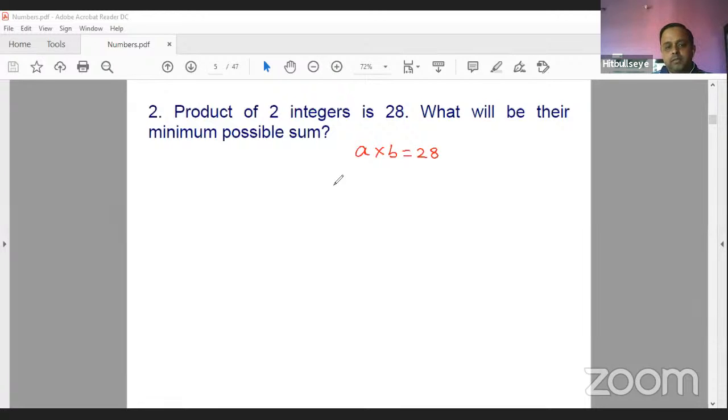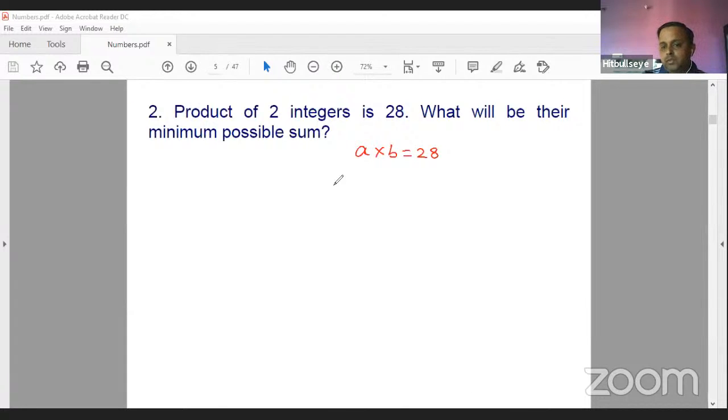Think about the numbers. What could be the numbers whose product is 28 and their sum is minimum possible? There are a lot of cases. It could be 28 into 1, it could be 14 into 2. There are so many cases, but you need to take those numbers into consideration for which the sum becomes least.